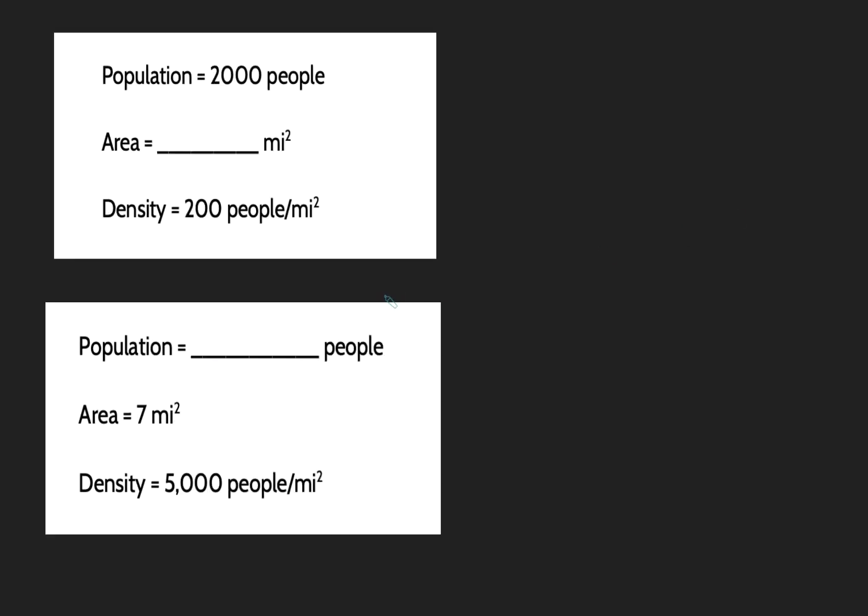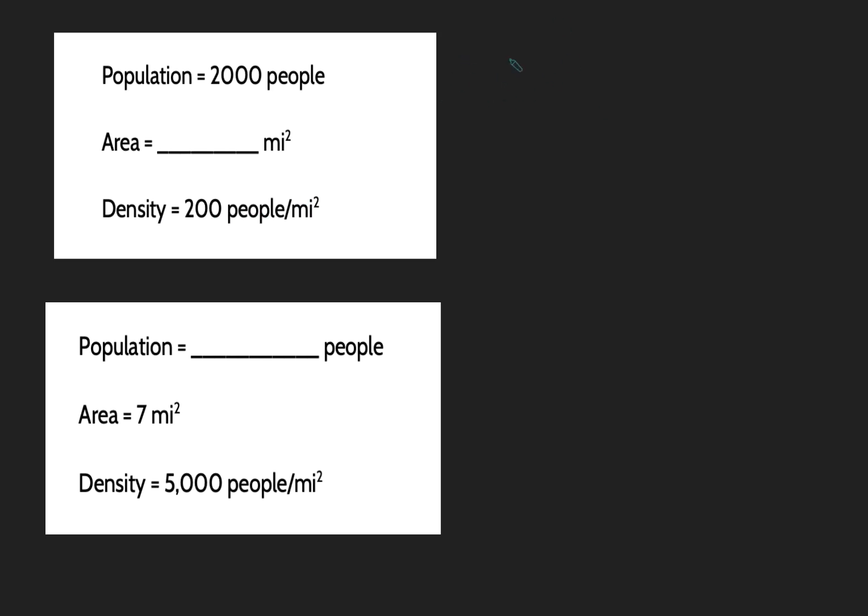Now you must remember that population density has three variables: population, area, and density. And not all the time will they want you to calculate density. They can ask you to calculate the area or they can ask you to calculate the population. And that's why I have these two problems right here. So they said the population is 2,000 people. Notice the area is blank, so we have to find it in square miles. And the density, 200 people per square mile.